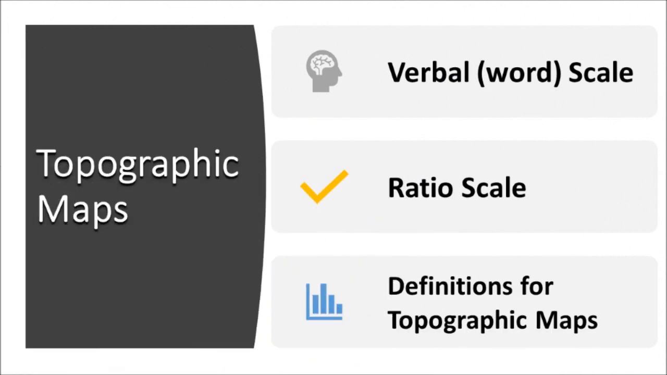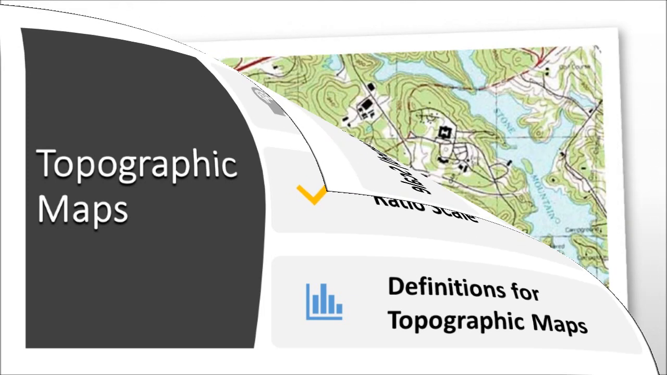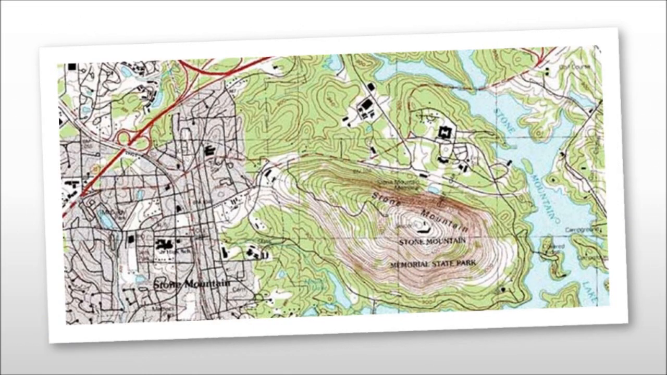Today we will be going over topographic maps. We will begin by speaking about verbal or word scale, ratio scale, and we're going to define other terms for topographic maps. Here's an example of a topographic map. This map shows Stone Mountain Park, which is just outside of Atlanta, Georgia.